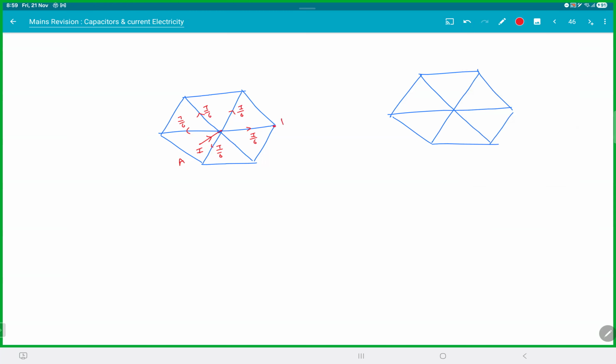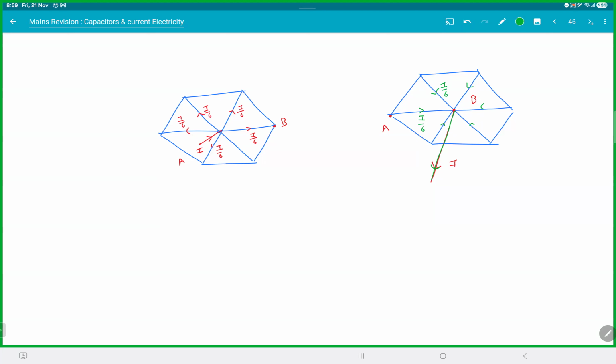So this was B, okay? If this was A and this was B, let's say you're pulling current out of B. Then again by symmetry, current will come from infinity. That means your second terminal is at infinity and B is the one terminal of the battery. Current will come as I by 6, I by 6, I by 6, and I by 6.